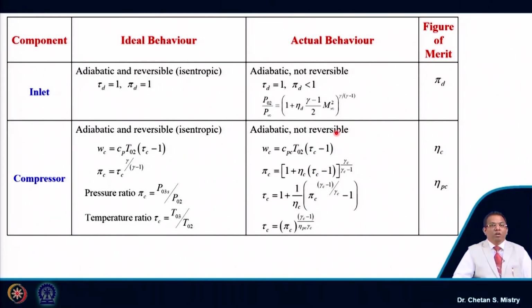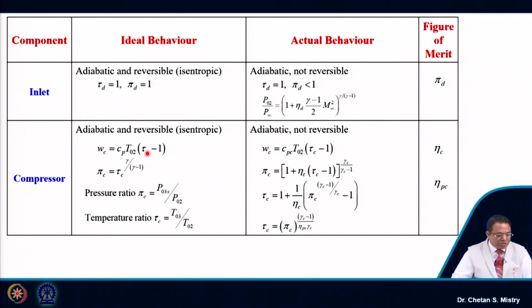So, if we recall, this is very important for moving towards the third week, so let me discuss it again. We have discussed the ideal behavior and actual behavior of different components. Very first we started with our inlet. Adiabatic and reversible process we have considered. For actual condition it is adiabatic and non-reversible. We have introduced a parameter called diffuser efficiency, and one more parameter, the pressure recovery factor.